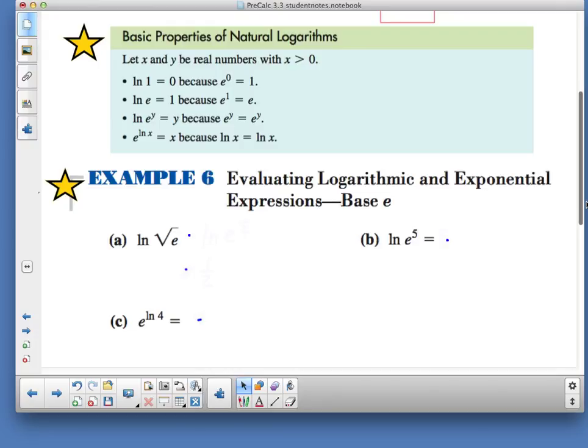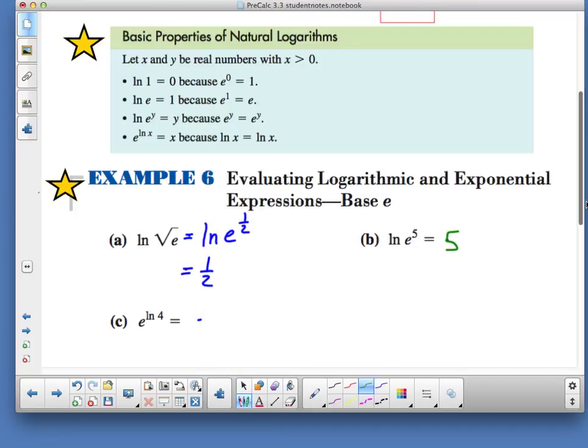Now, remember, base e raised to some unknown power is equal to e to the 1/2 power. Okay, so that should be 1/2. Here I've got base e, e to the 5th should return me a 5. That's straightforward from the properties that we just looked at. Should return me a 5 if everything worked.